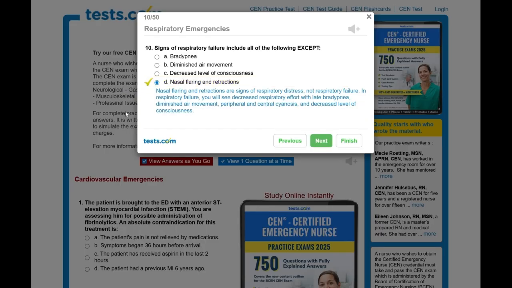D. nasal flaring and retractions. Nasal flaring and retractions are signs of respiratory distress, not respiratory failure. In respiratory failure, you will see decreased respiratory effort with slight bradypnea, diminished air movement, peripheral and central cyanosis, and decreased level of consciousness.